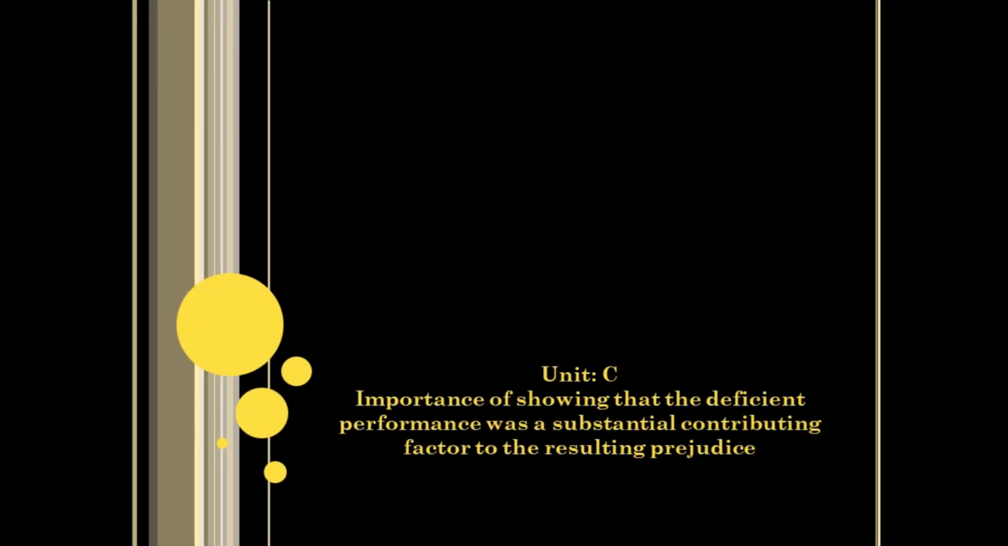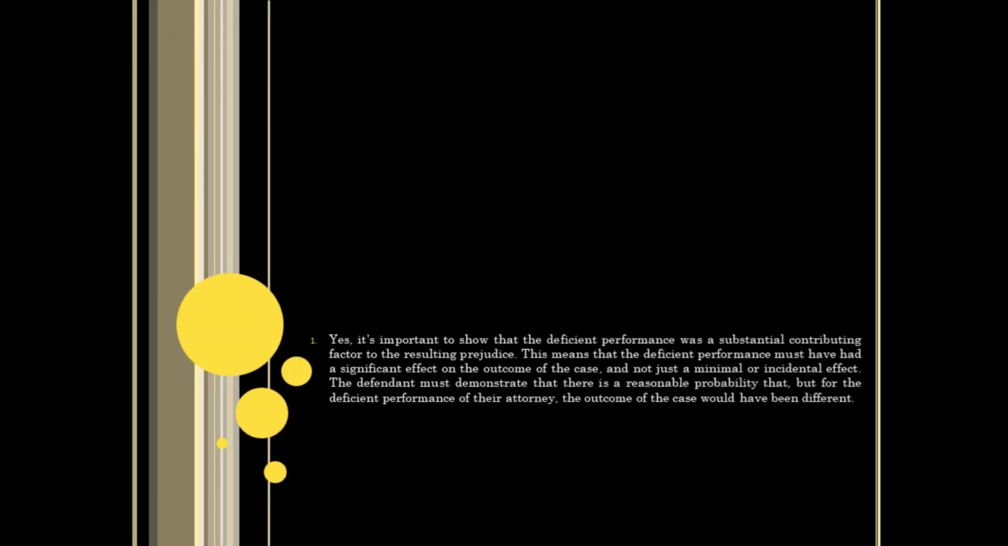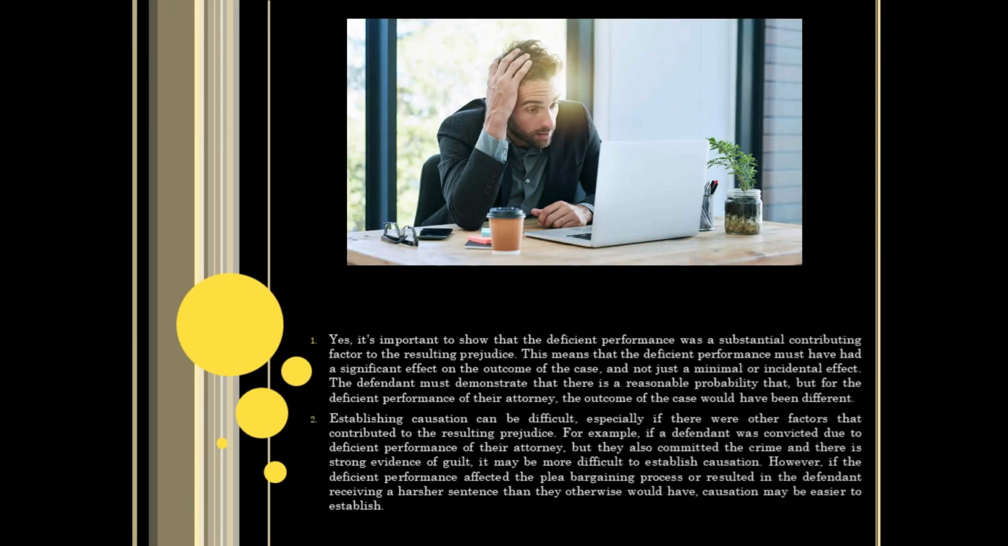Unit C. Importance of showing that the deficient performance was a substantial contributing factor to the resulting prejudice. Yes, it's important to show that the deficient performance was a substantial contributing factor to the resulting prejudice. This means that the deficient performance must have had a significant effect on the outcome of the case, and not just a minimal or incidental effect.